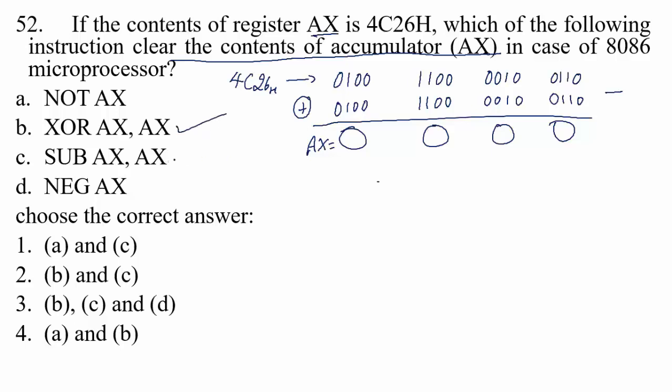SUB AX, AX means you are going to perform AX minus AX. What is the answer you will be getting? You will be getting 0, and that is stored in the AX register. So statements B and C are correct, which is nothing but option 2.